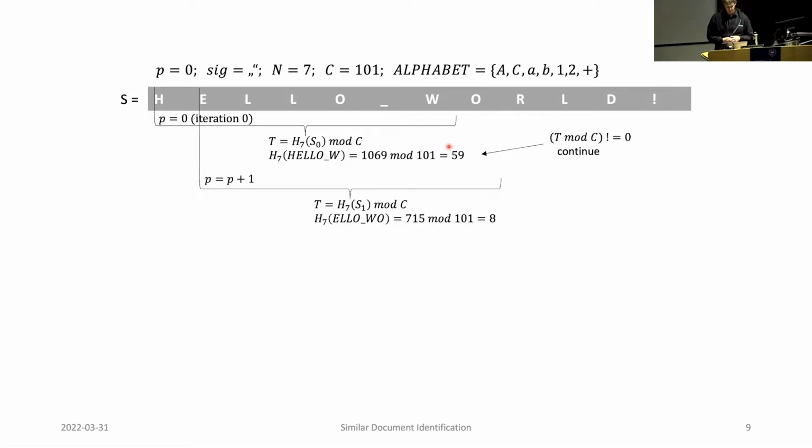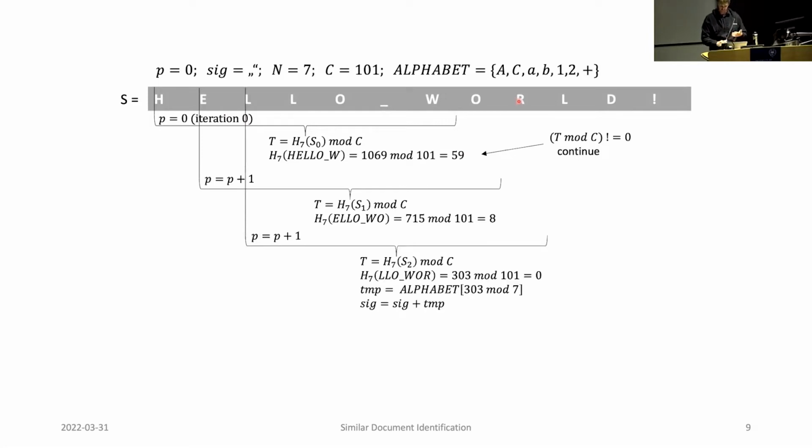We now focus on this particular substring. So we move by one position and then do the same procedure. And we receive an 8, so we will also continue. And then here we finally receive a 0. In this particular case, we go to our alphabet and choose one character out of our alphabet that will replace this substring, L, L, O, underscore, W, O, R. This substring will be replaced with one character out of the alphabet that we defined.